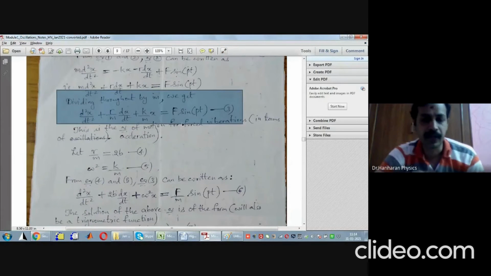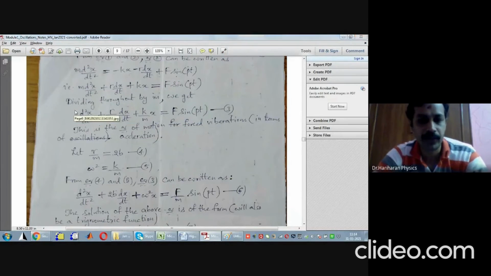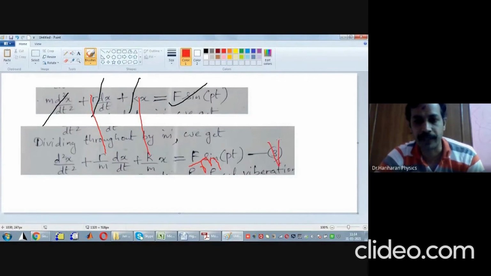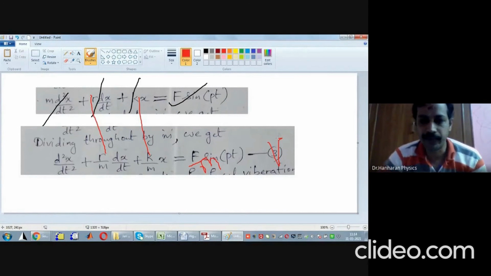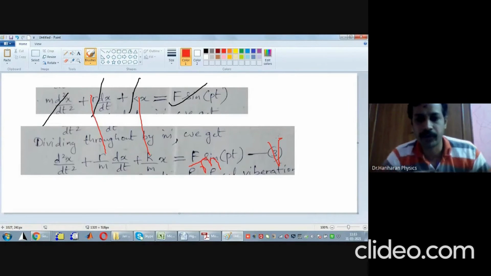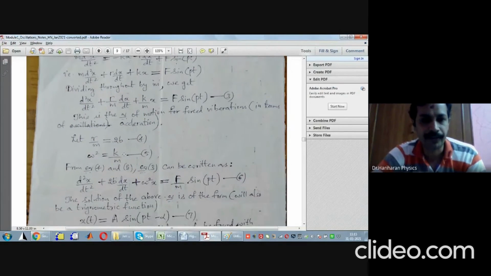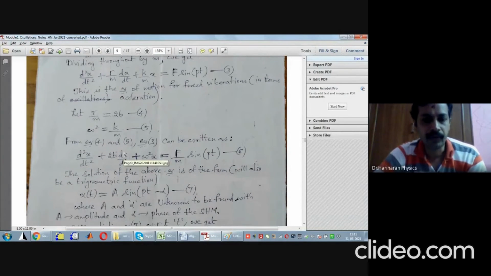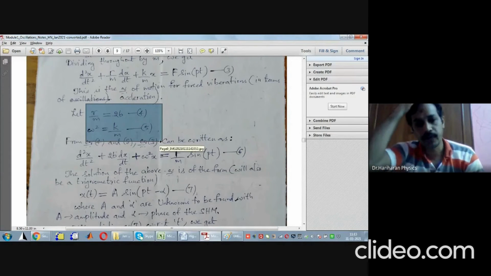Next, I'll call this equation 3. So I have to solve it and find how x depends on time. For that, same thing, just like how we did in the case of the damped harmonic oscillator, we'll introduce two more new variables, omega square and 2b. Let r by m be equal to 2b and omega square equal to k by m.